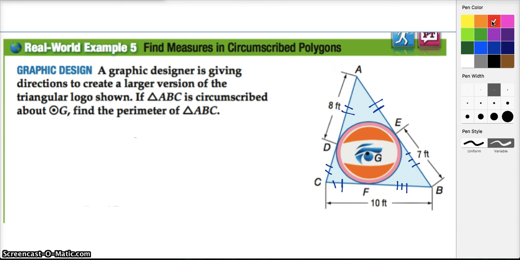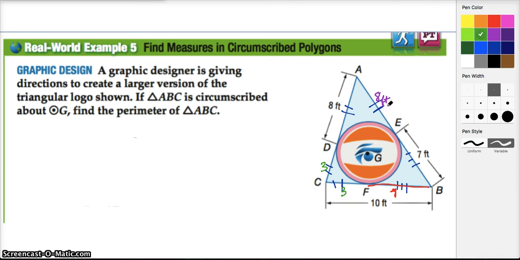So how does that help us? Well, if this is 7, FB, Facebook, is 7 as well. This segment is 7. And then if this is 8, then this segment right here is 8 as well. And if this segment is 7, then this whole thing is 10, then this right here has to be 3. So this is 3 right here.